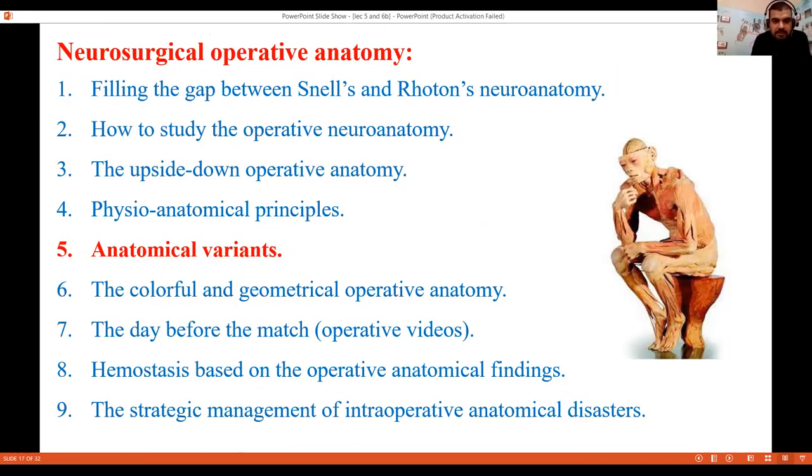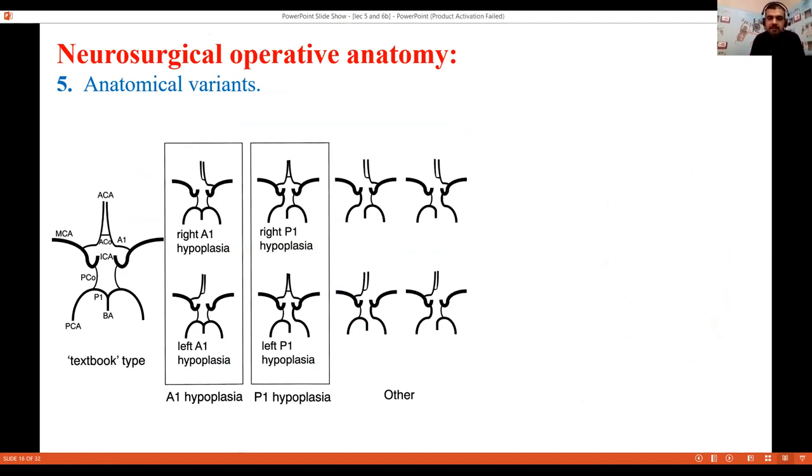So about the anatomical variants, there is a lot of variation in every anatomical structure, and in the brain there is more and more variation. Why? Because every millimeter matters within the brain, because the field is already about 20 to 30 millimeters in width. So every variation should be counted, and studying the anatomy alone will not bring you the information that you want to have in mind while doing surgery.